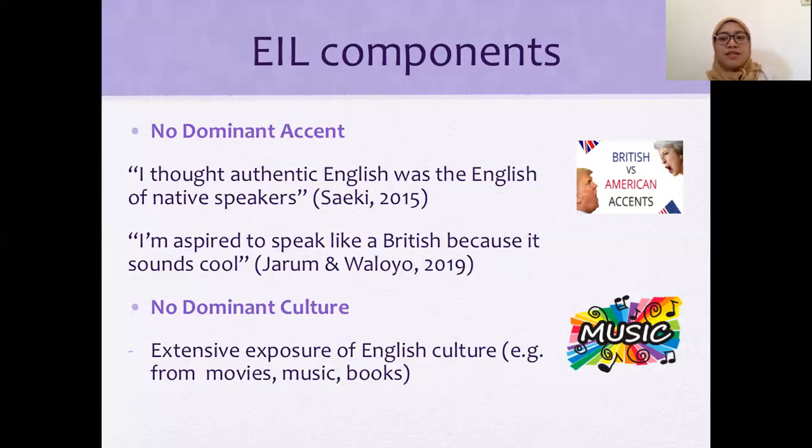However, there is an issue that some of the students, especially EFL students, have extensive exposure to English culture from movies, music, and books that makes them think that English culture means the culture of the inner circle, the culture of native speakers.